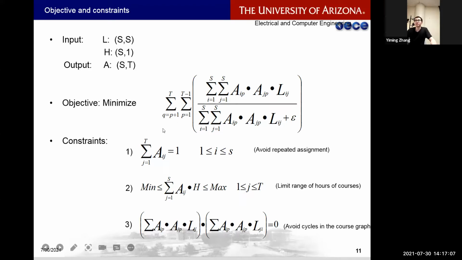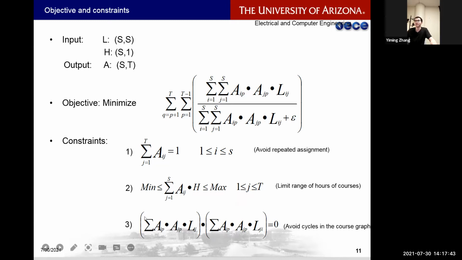The constraints, we have 3 types of constraints here. The first constraint is about how we assign the learning outcomes to courses. The goal for the first constraint is that we want to assign each learning outcome to 1 course and 1 course only. We don't want repeated assignment. And for the second constraint, we want to limit the range of hours for each course. We can set the minimum hours here and the maximum hours here as you specified.